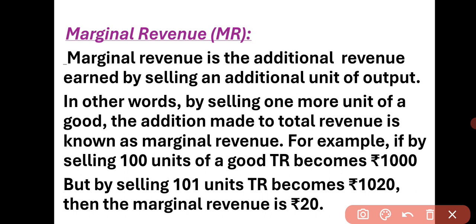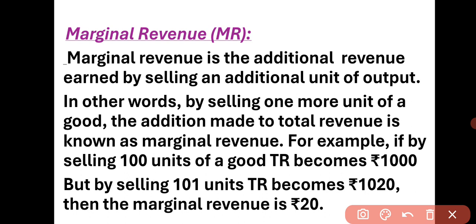In other words, by selling one more unit of a good, the addition made to total revenue is known as marginal revenue. An example is given here, please mark. For example, if by selling 100 units of a good, total revenue becomes 1000 rupees, and by selling 101 units, total revenue becomes 1020 rupees, then the marginal revenue is, how to calculate?